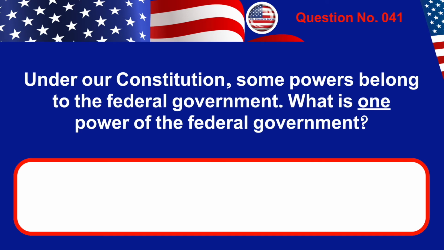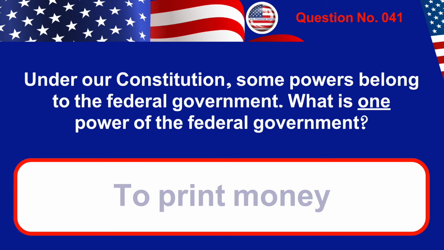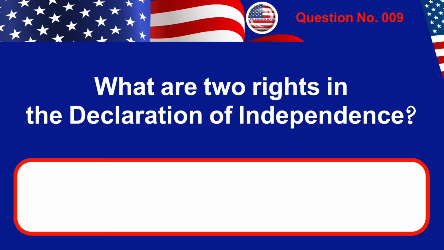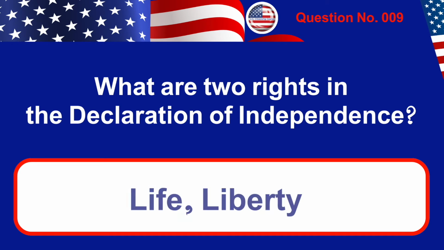Under our Constitution, some powers belong to the federal government. What is one power of the federal government? To print money. What are two rights in the Declaration of Independence? Life, liberty.